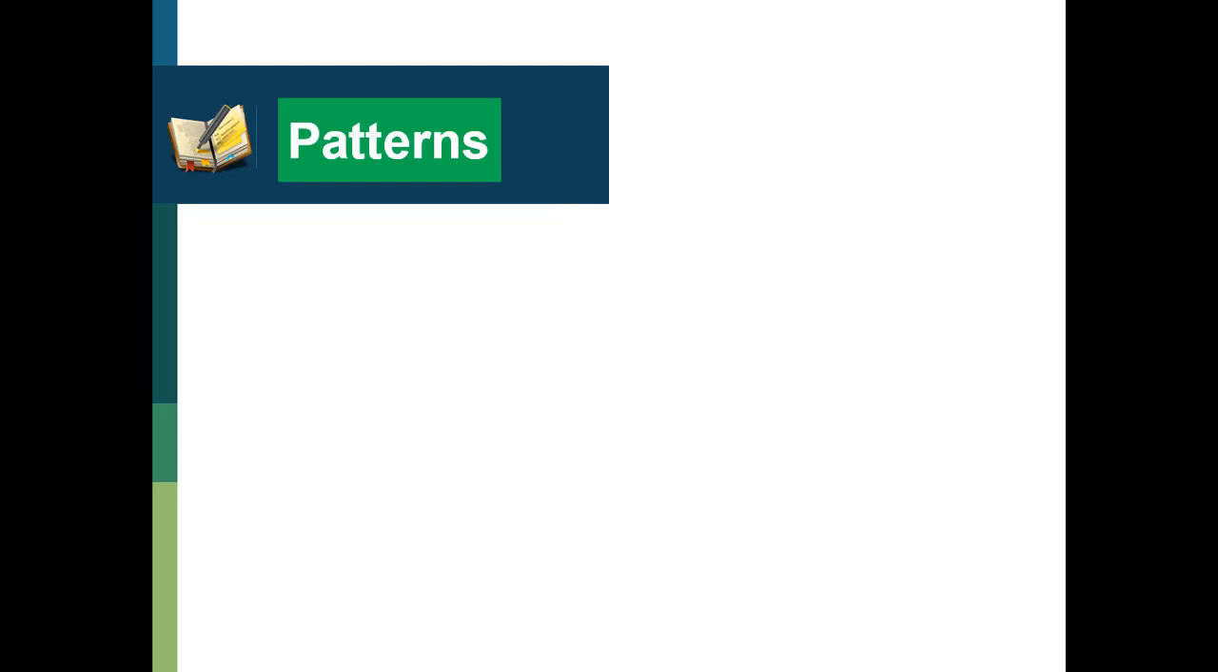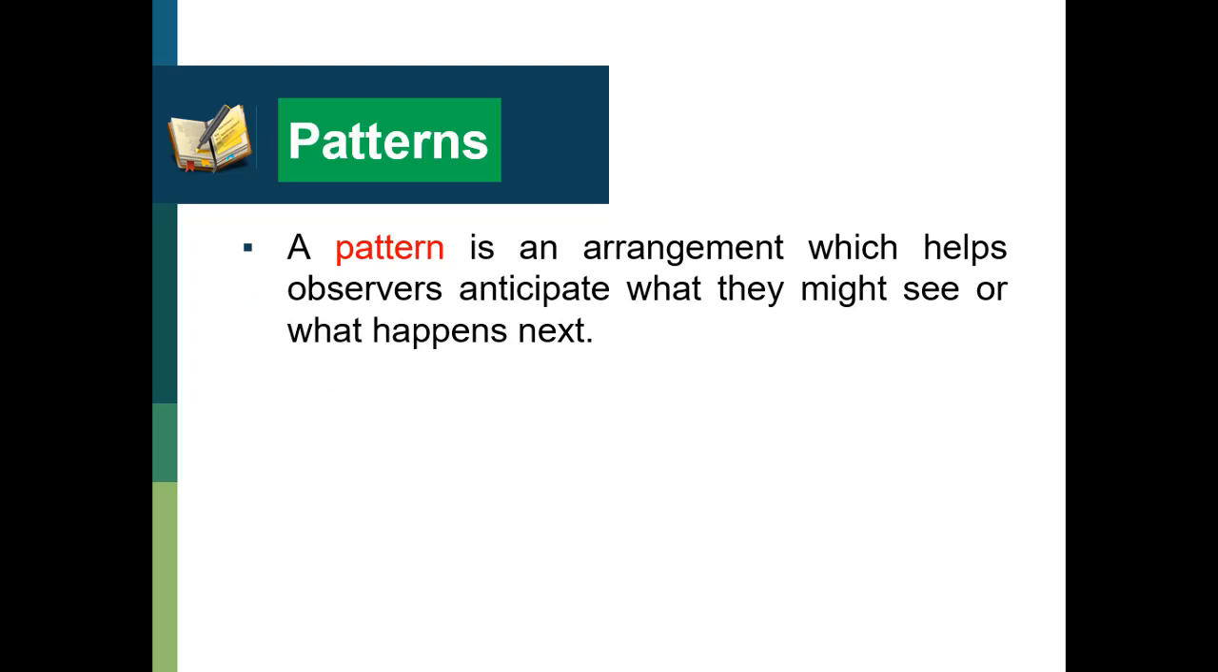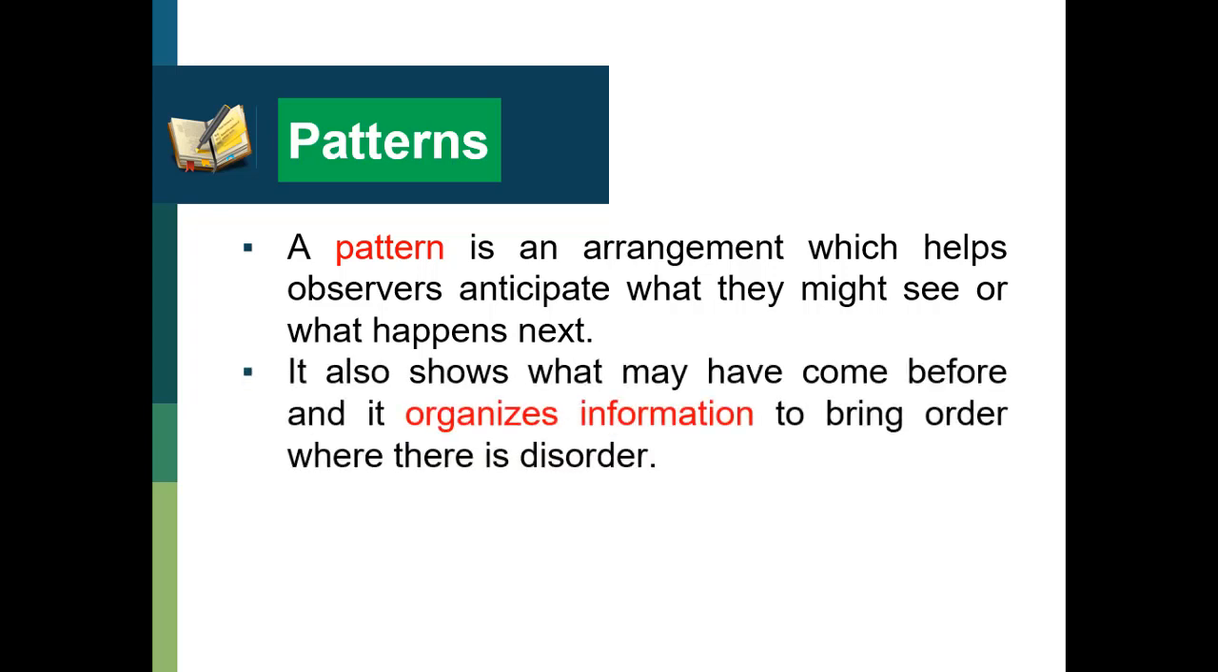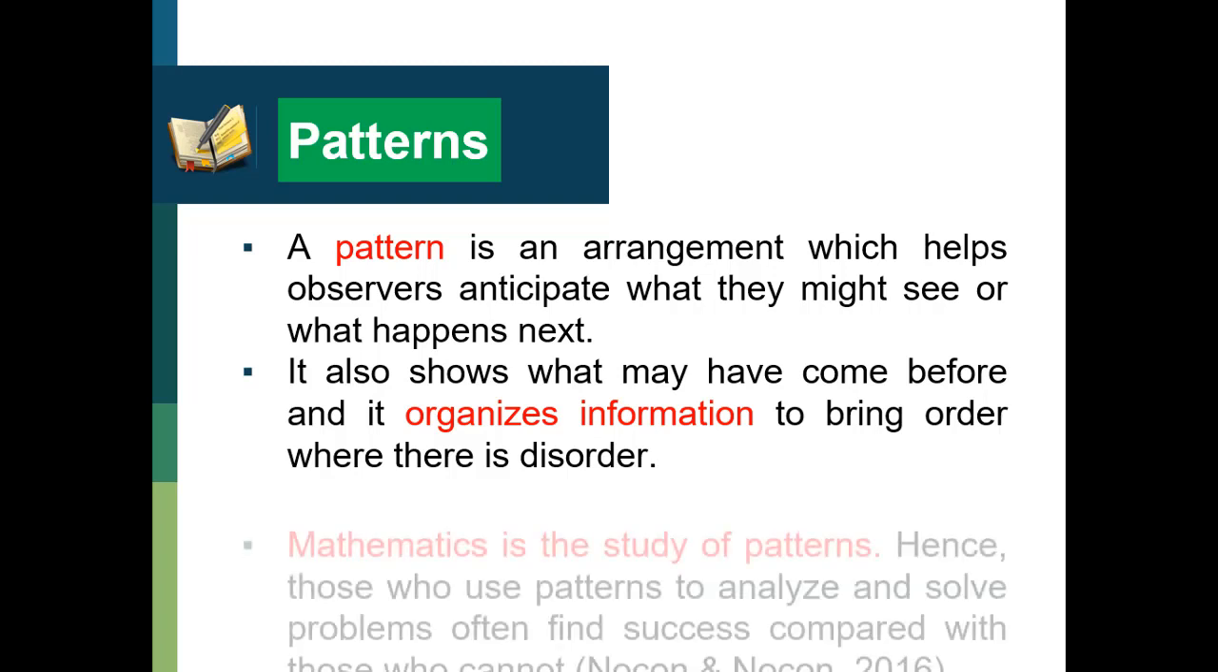So first, we have to define what a pattern is. A pattern is an arrangement which helps observers anticipate what they might see or what happens next. It is also a way to show what may have come before, because when you study a pattern, you will understand what might come before that particular pattern occurs. It organizes information to bring order where there is disorder.